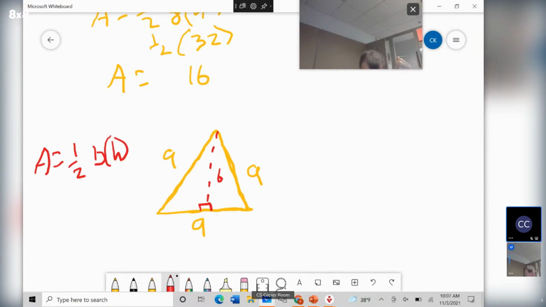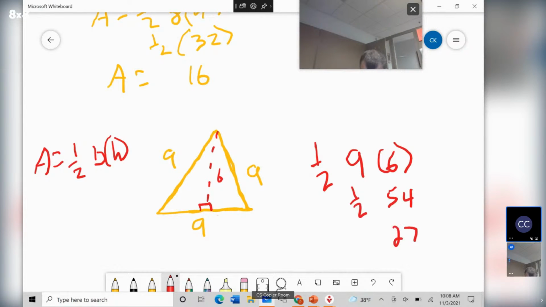Okay, in this case, we know the base is 9. And from this, we can see the height of the triangle is 6. And then we would just do 1/2 of that. So 9 times 6 is 54. And then you just take 1/2 of that, which is 27. So area equals 1/2 the base, which is 9, and the height in this case is 6.